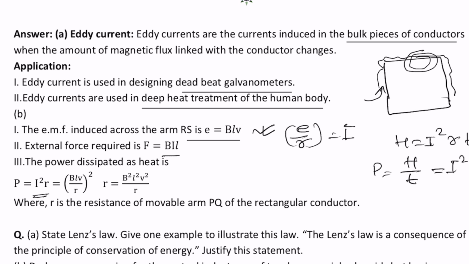This is equal to I square into R. So I square into R gives B square L square V square by R squared, into R. One R cancels out, so R remains in the denominator. This is the power dissipated. R is the resistance of the movable arm in the rectangular conductor.